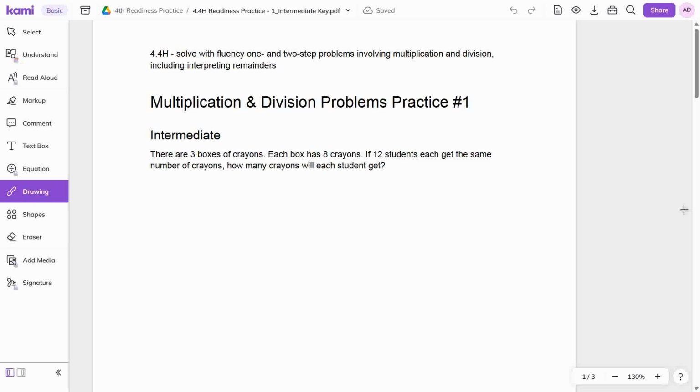Hello and welcome to 5-Minute Math. Today we are looking at multiplication and division problems. This is 4.4H Readiness Practice, the intermediate version.